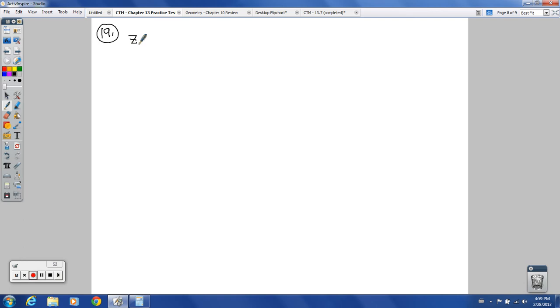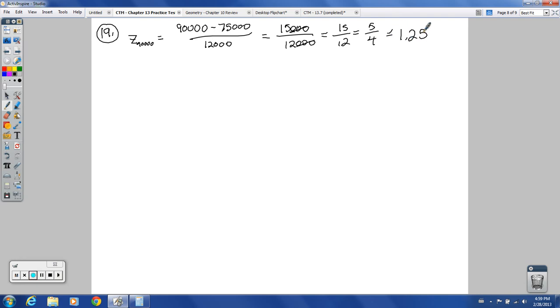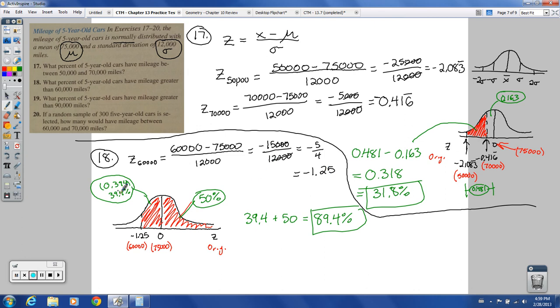So the z-score for 90,000 is going to equal 90,000 minus 75,000 all over 12,000. Data minus mean over standard deviation, again, is what that is. You got 15,000 over 12,000. This would go away there and there. You'd have 15 over 12, which is 5 over 4, which is 1.25. Now that looks familiar. We've already figured out what that was in this part. For 1.25, it's the same as negative 1.25.